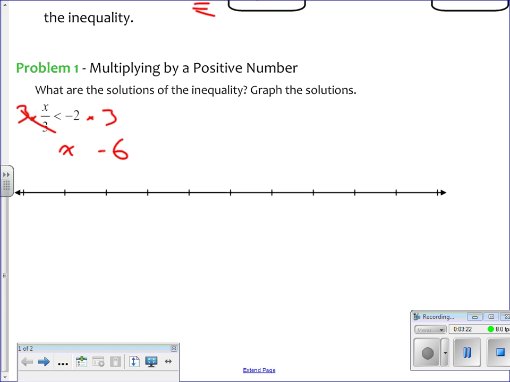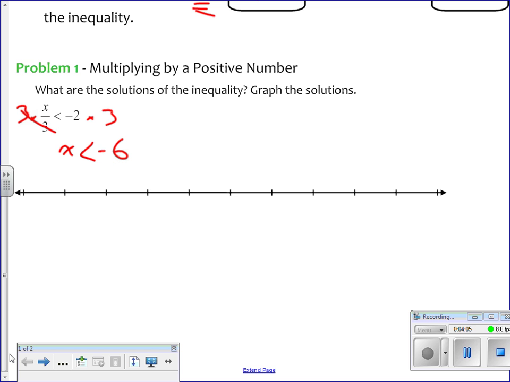Now the question I need to ask is, do I flip the inequality around? The thing that I did to both sides, was it negative or positive? What did I multiply both sides by? 3. Is that positive or negative? It's positive, so it doesn't change. It has to be what is done to both sides of the equation. Just because I had a negative as part of my multiplication doesn't automatically make me switch it. Only when it's what's done to both sides. The 3 was on both sides, that's positive.